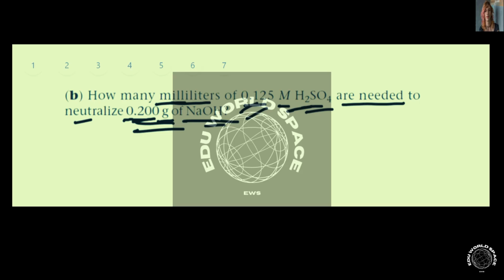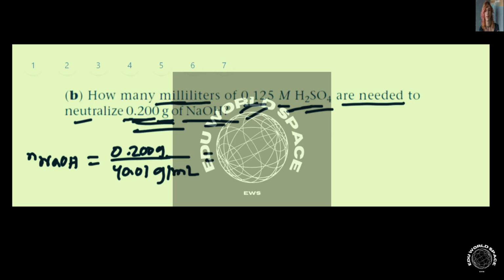And from that number of mole of sulfuric acid, using this molarity, we can find out the volume in milliliters for sulfuric acid. So first we'll find the number of moles of sodium hydroxide, which is mass over molar mass. So the mass here is 0.200 gram, and the molar mass of sodium hydroxide is 40.01 gram per mole, and it will give us a value of 5 times 10 to the power minus 3 mole. So this is the number of mole of sodium hydroxide.